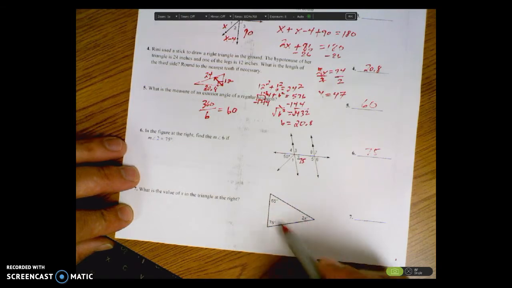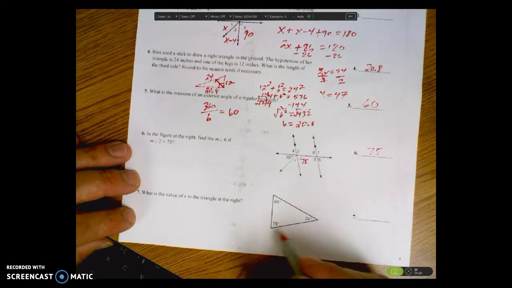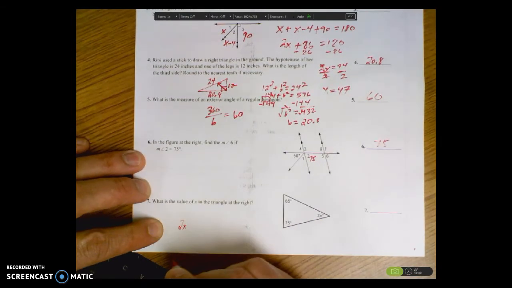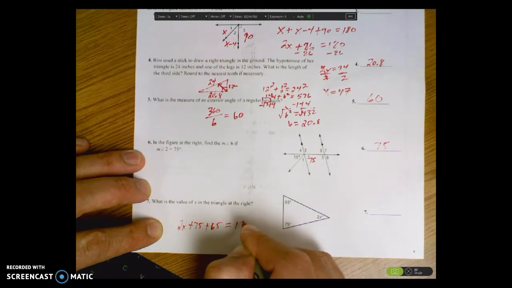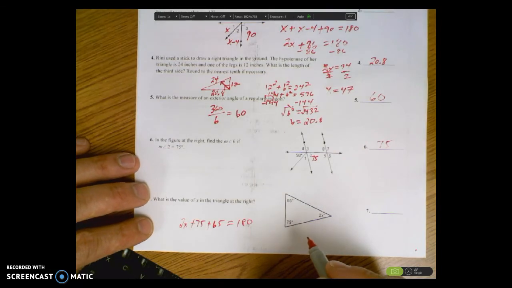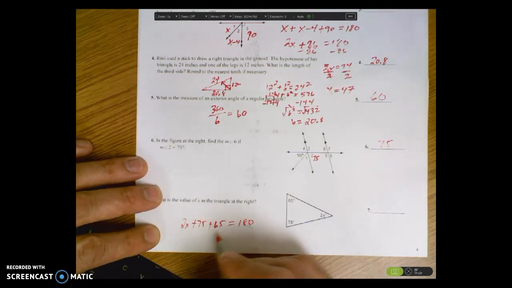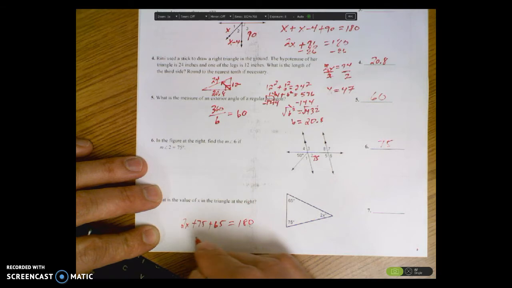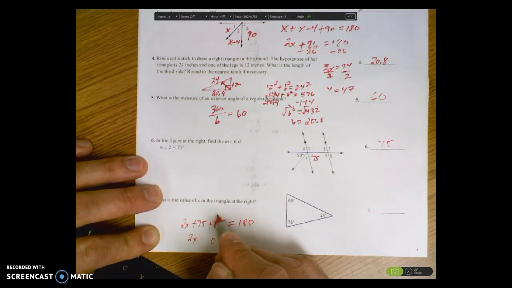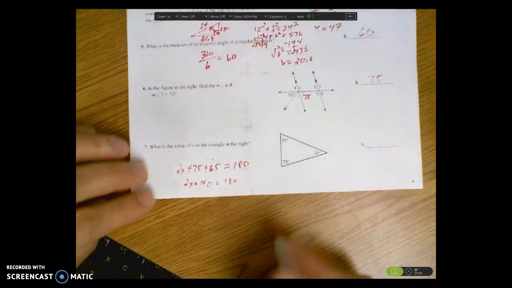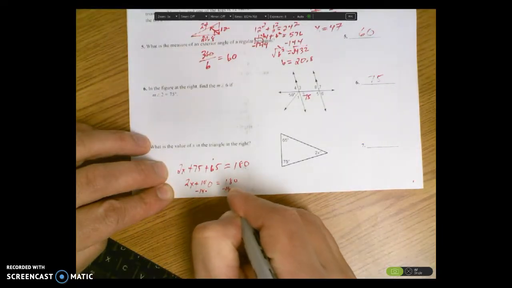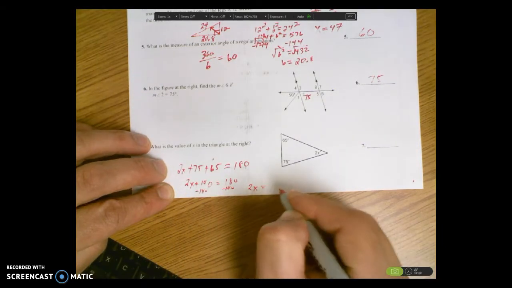All right, what is the value of x in the triangle at the right? We know that all of the angles in a triangle add up to 180 degrees, so I just have to add these together. 2x plus 75 plus 65 equals 180 degrees. I have to combine like terms, so there are no other x terms, so x isn't going anywhere yet. And 75 and 65 is 140, which equals 180. Ooh, positive 140. There we go. I'm going to subtract 140 from each side. I'm going to get 2x equals 40.